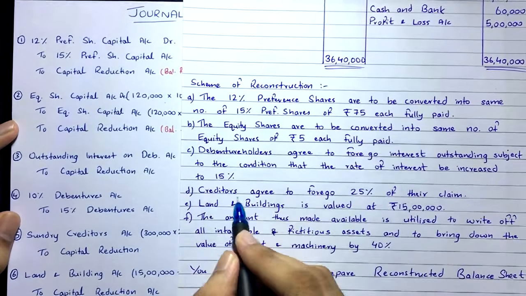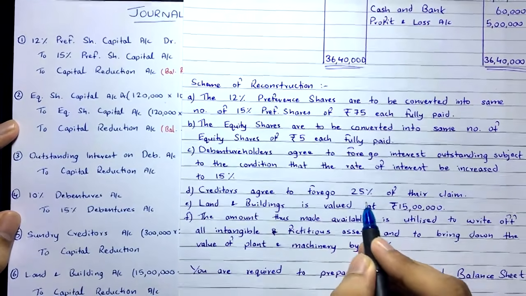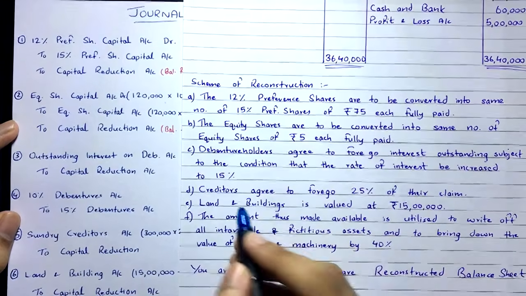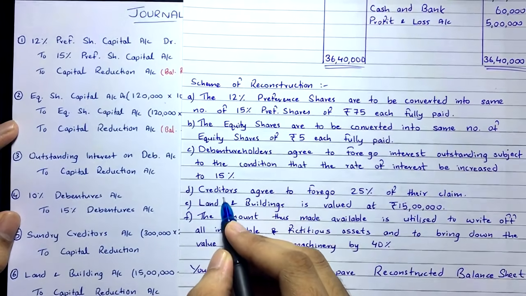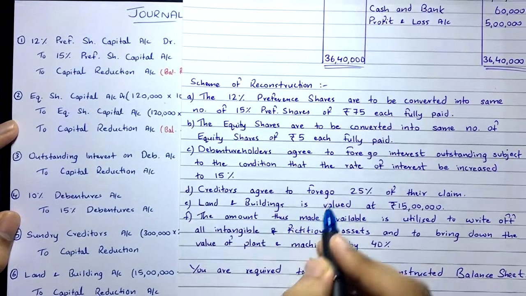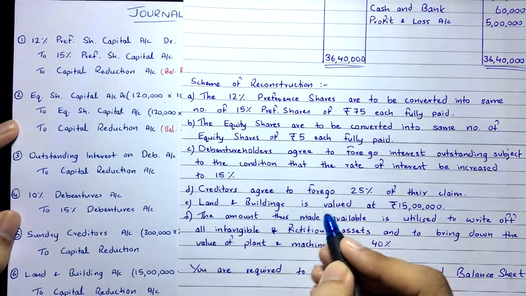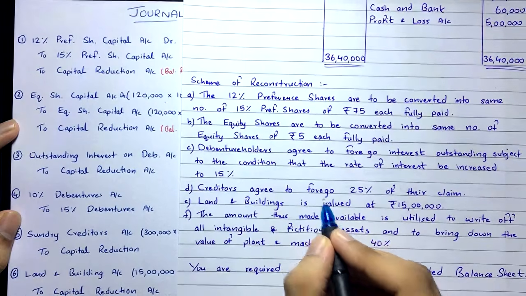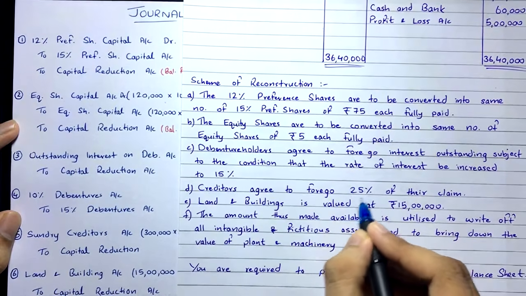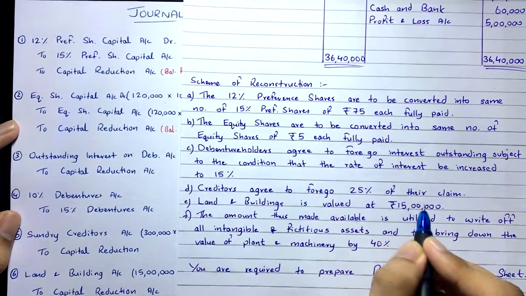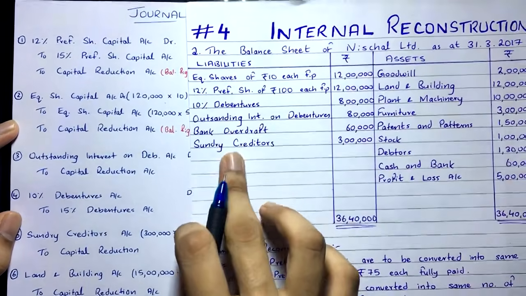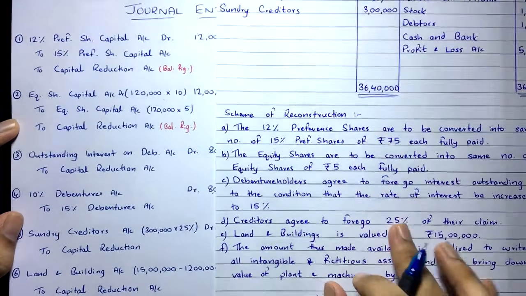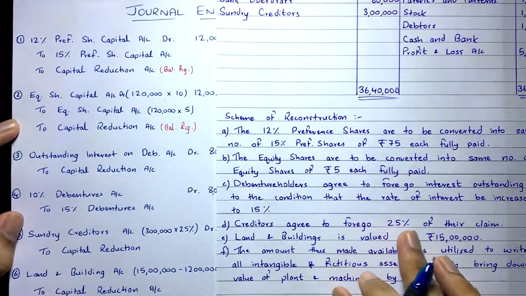Creditors agree to forego 25% of their claim. Now here they are saying that we have made a deal with the creditors to save the company. We have asked the creditors to forego their claim, whatever we have to pay them, forego some amount. So creditors agreed to us. They accepted to forego 25% of their claim. So our liability to creditors is getting reduced by 25% as said in the question. Fine, it's very simple.